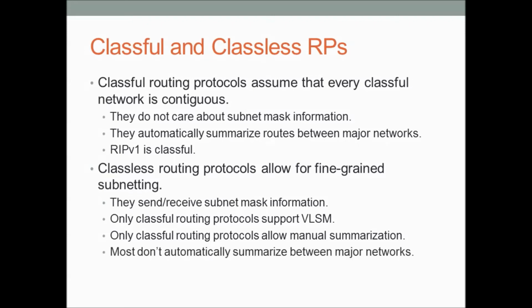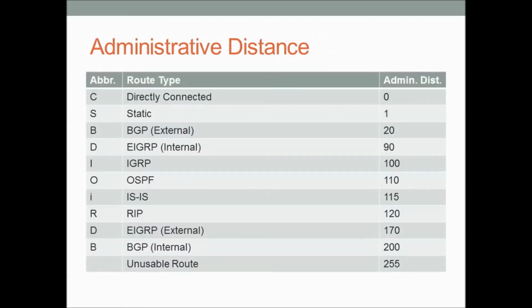Now, most classless routing protocols will not automatically summarize between major networks. The one exception to this is that in certain circumstances, EIGRP will behave this way. And again, we may talk about that when we get to EIGRP. Now, RIP version 2, OSPF, and EIGRP, which are the major routing protocols we discuss, are all classless routing protocols, so you shouldn't have to worry about route summarization or crazy stuff like that.